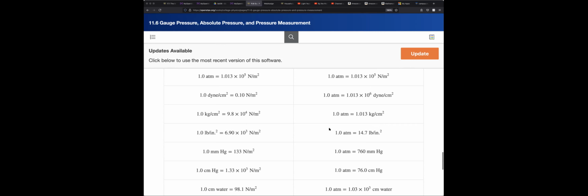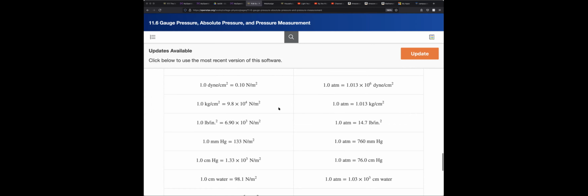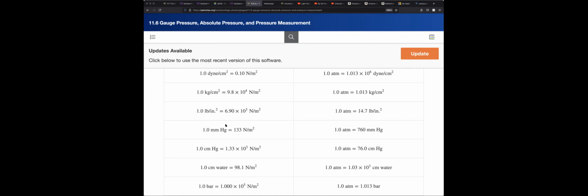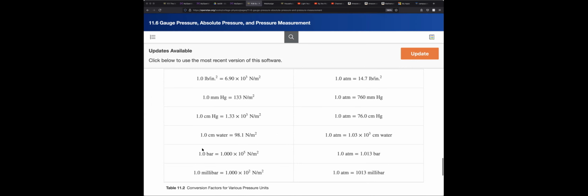But they have atmospheres. 1 atmosphere is, sorry, 1.01 times 10 to the 5th pascals. So 1 atmosphere is this one up here, 1.013 times 10 to the 5th pascals. 1 millimeter of mercury is equal to 133 pascals. So 1 bar or 1 millibar in pascals. They've got all these conversions.